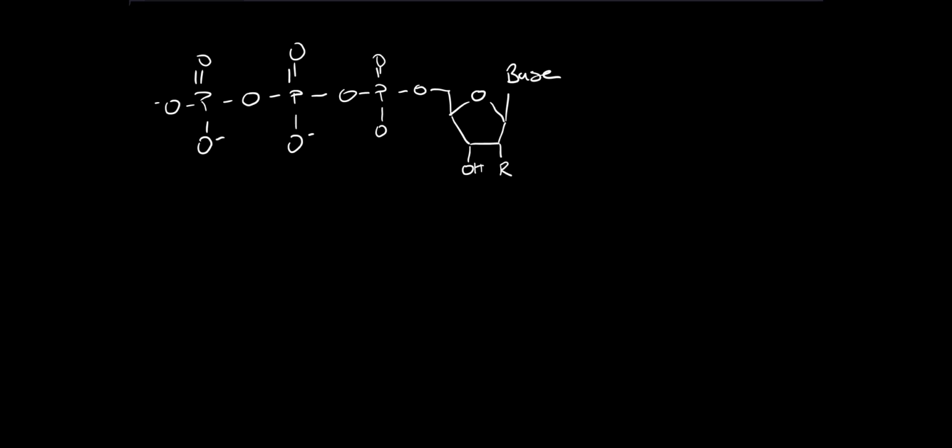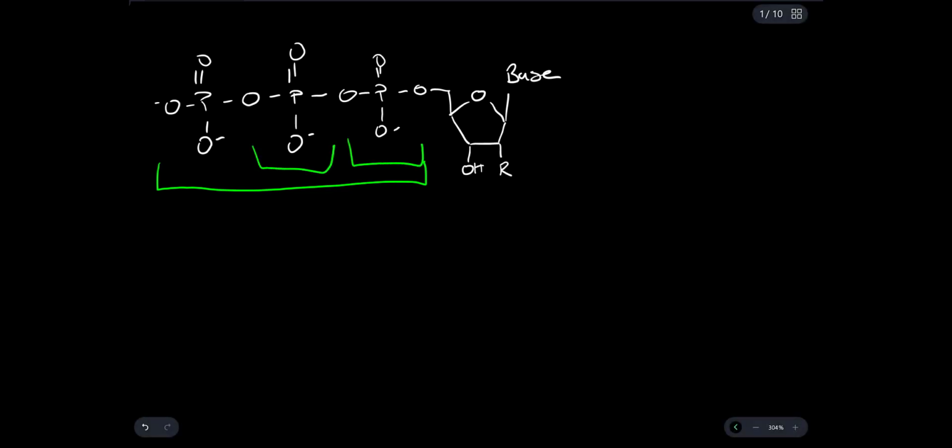So in this video we're going to focus in on the basic structure of nucleic acids. What I'm showing here is a generic nucleic acid, and there are three important regions that I want you to be able to recognize. Region number one here is our phosphates. We note here that I have three phosphates shown: 1, 2, and 3. So this would be a nucleotide triphosphate.